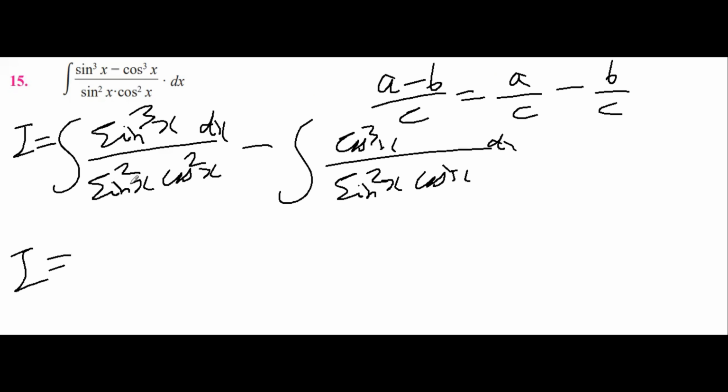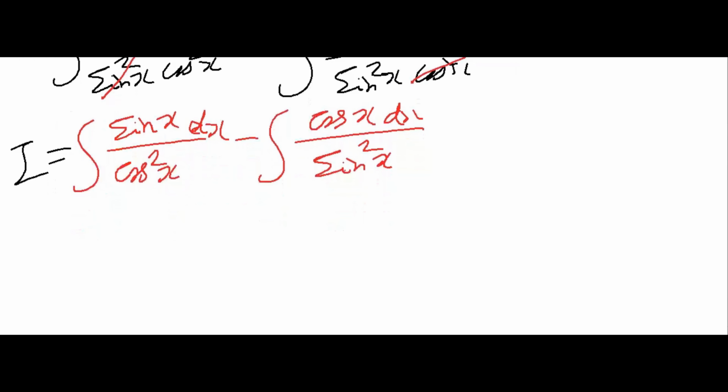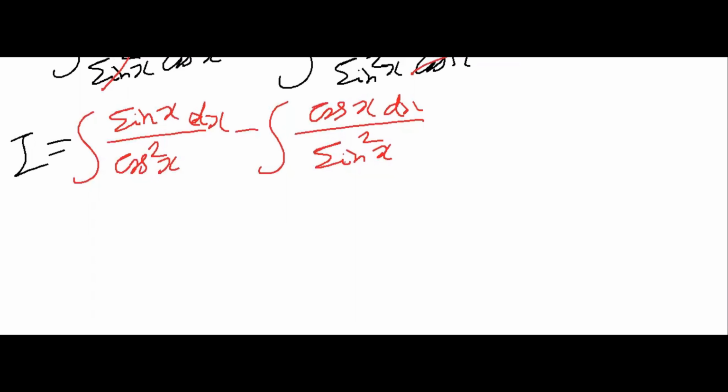So what you are getting here is that I can easily cancel sin square x and sin square x, and you will get only sin x, and in the denominator you are getting cos square x as it is, dx. Then minus the integration of, here again cos square x will be cancelled. Here you will get cos x, and here sin square x dx. This is again a problem. You cannot find the integration of this directly. It is difficult. So what to do?